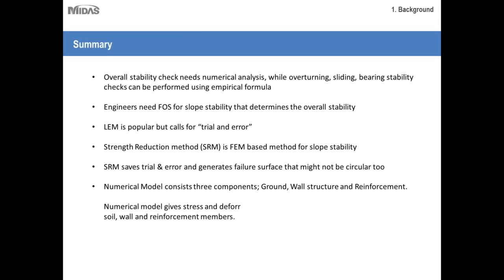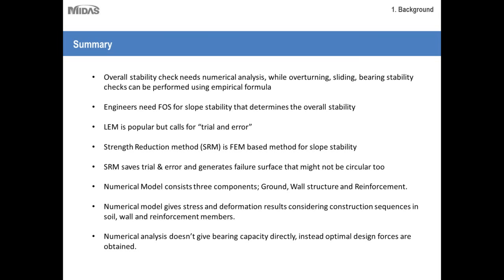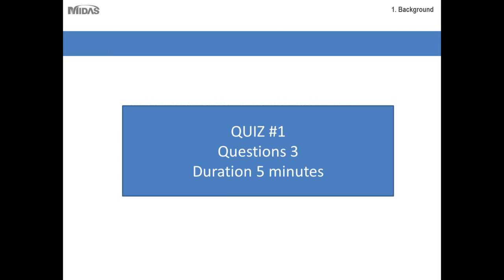Numerical model consists of 3 components: ground, wall structure, and reinforcement. Numerical model gives stress and deformation results considering construction sequence in soil, wall, and reinforcement members. And finally, numerical analysis doesn't give bearing capacity directly. Instead, it gives optimal design forces for wall and reinforcement members.